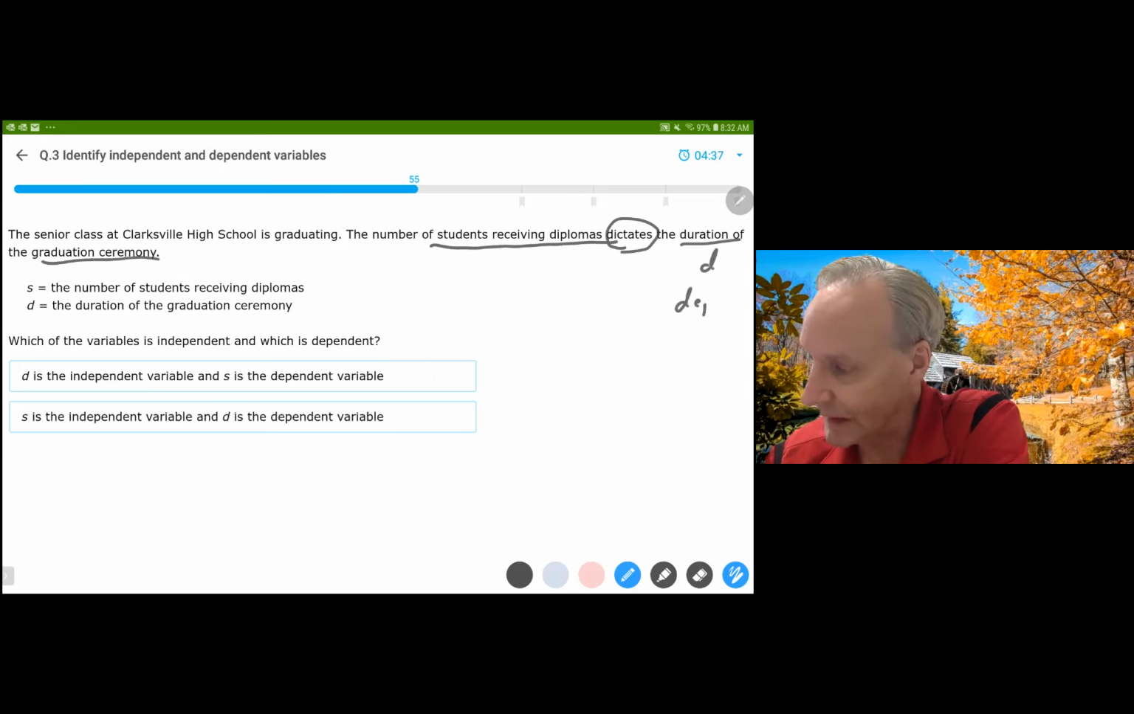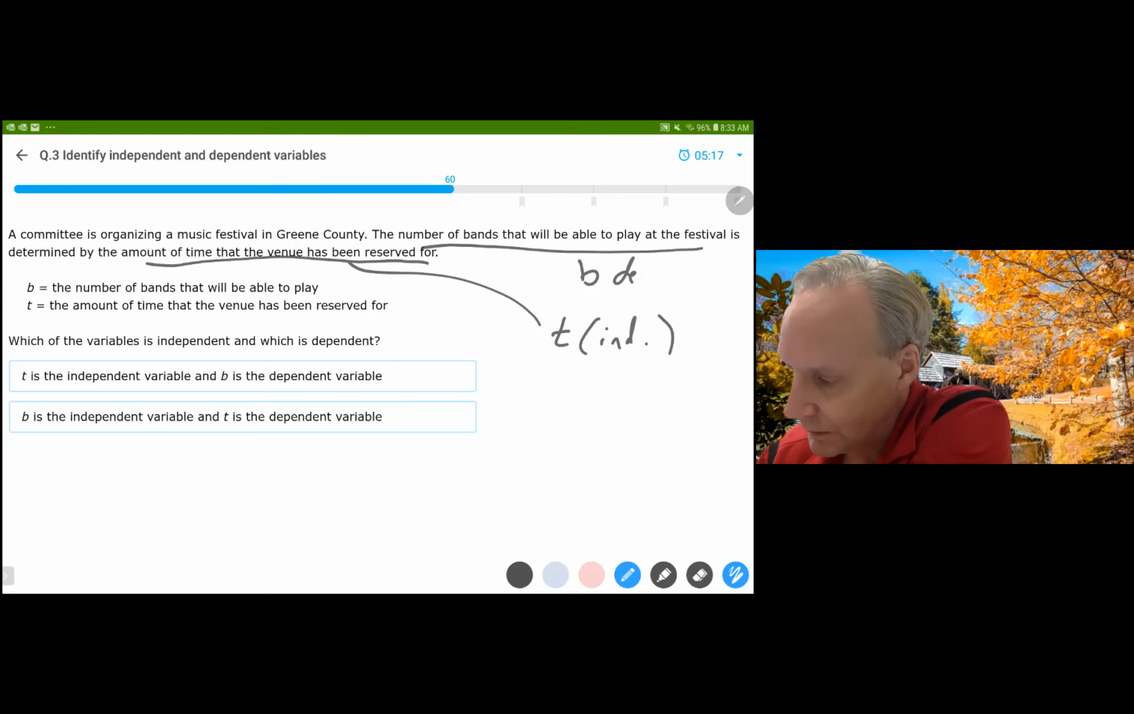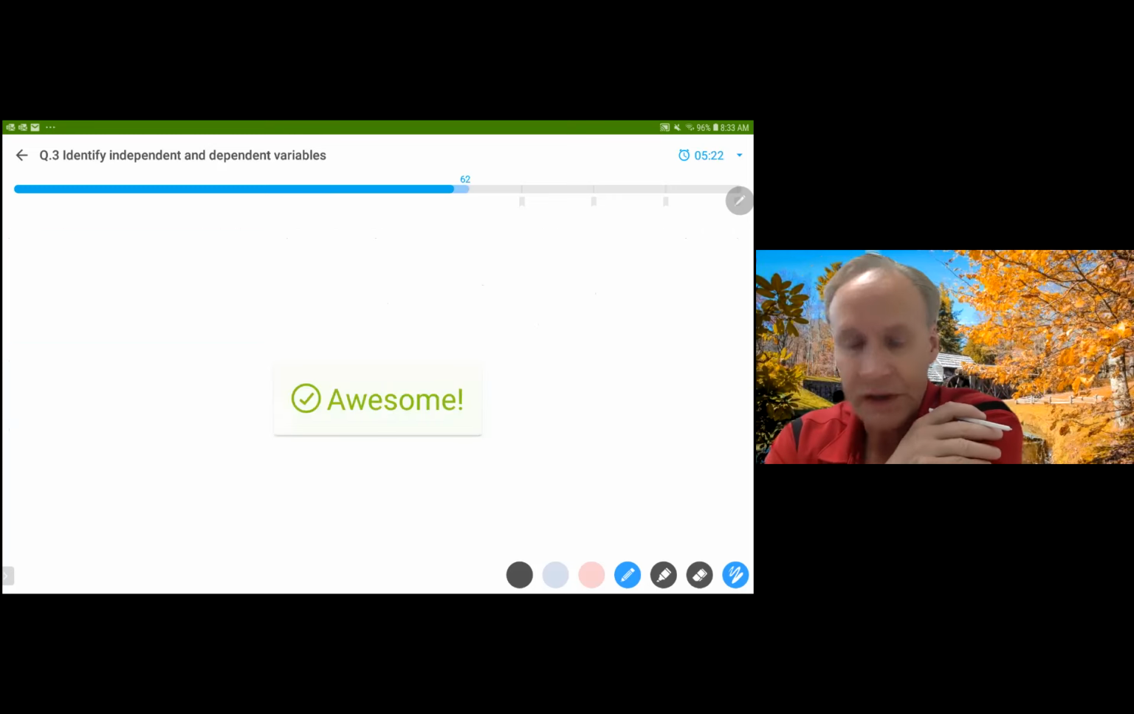Okay, the number of bands that will be able to play at the festival is determined by the amount of time the venue has been reserved for. So the reservation is T, that's the amount of time. This is the independent. Time is almost always your independent variable. And the number of bands, which is B, is the dependent. T is independent, B is dependent.